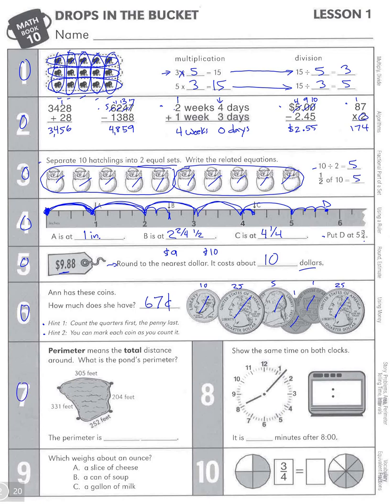All right, so we're on number 7 now. Perimeter means the total distance around something. So what is the pond's perimeter? Now I always pick a starting spot.